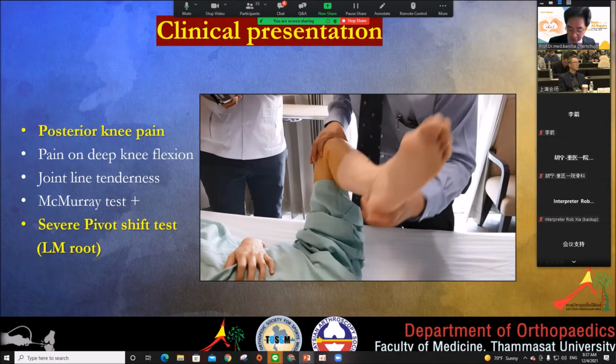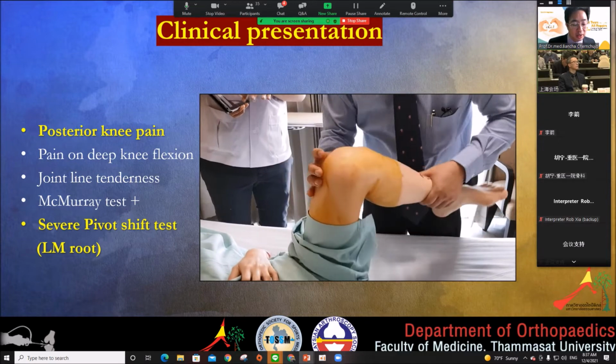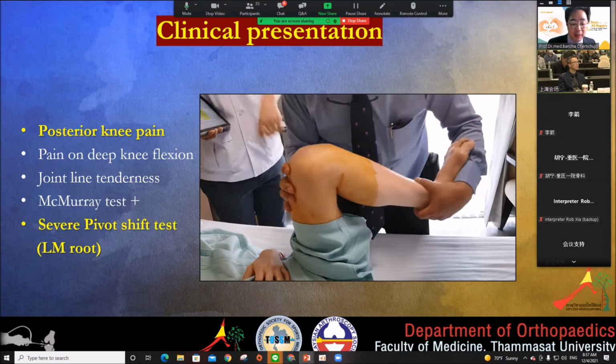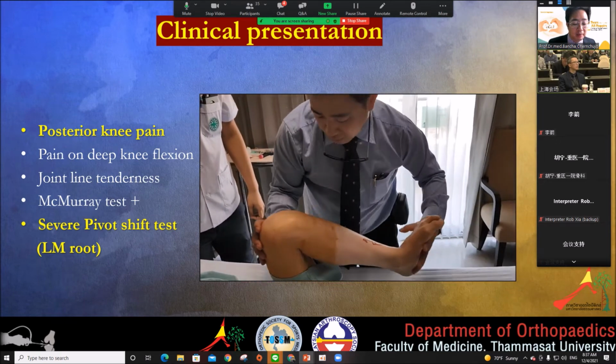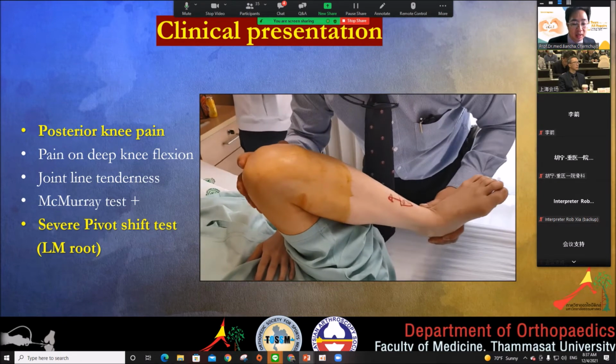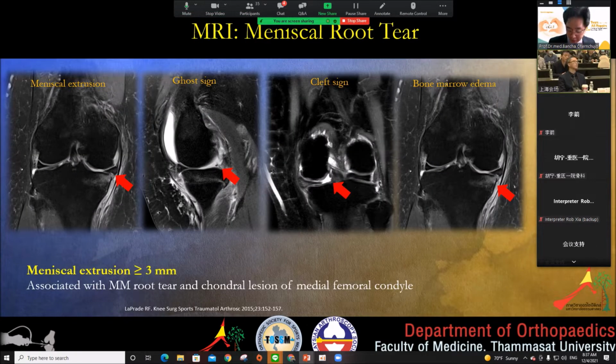So this is a clinical presentation of the meniscus root tear. The patient would have pain on the medial joint line. The McMurray test will be positive. They have pain when walking and squatting. Examination shows joint line tenderness, a positive McMurray test, and a severe pivot shift positive on the lateral side.